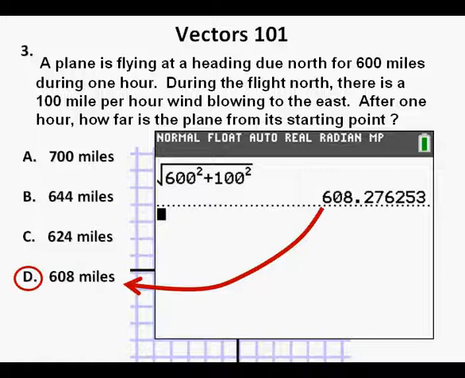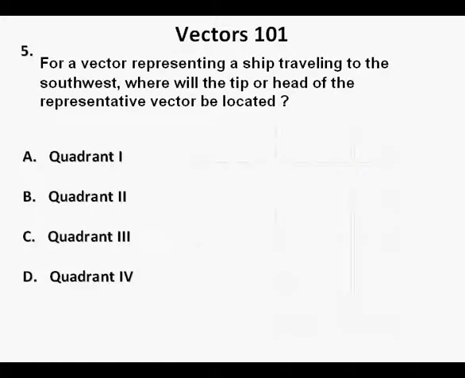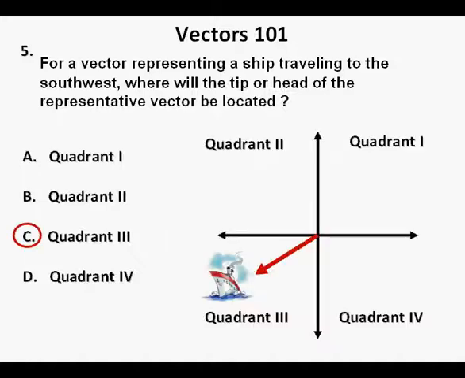Problem 4. For vector u shown below, what are its component rectangular vectors? The correct answer is A. Vector u sub x is 3, 0, and vector u sub y is 0, 9. Problem 5. For a vector representing a ship traveling to the southwest, where will the tip or head of the representative vector be located? The correct answer is C, quadrant 3, as shown in the drawing.